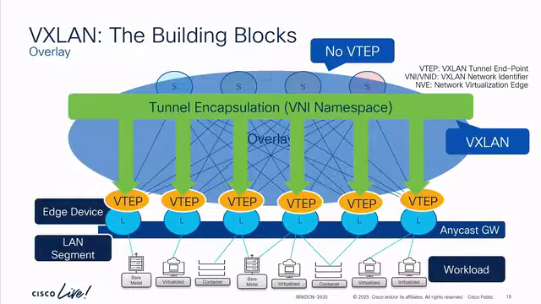Now, if we look at the overlay part of this, we talked about the fact that the VTEP is really the kind of workhorse function in VXLAN, where I do all the tunnel encap and decap. And what's really important to understand here is, as you look at the namespace, the namespace is only relevant to the places where VTEPs are established. So what do I mean by that?